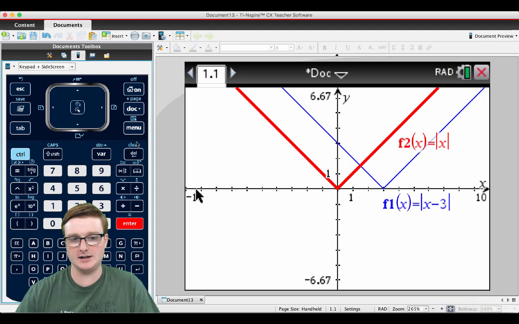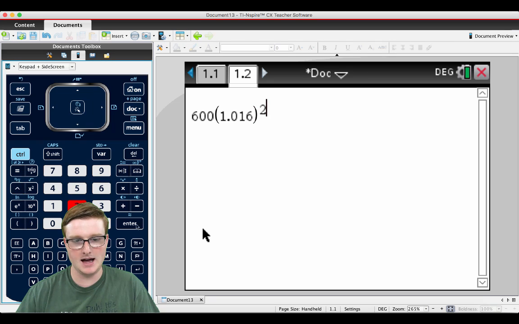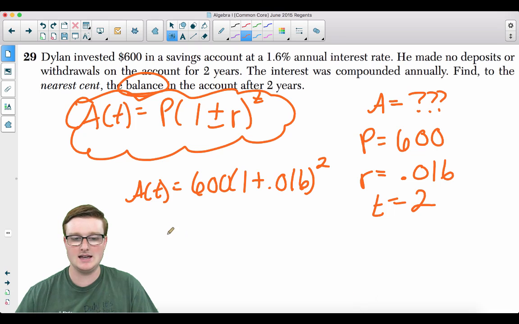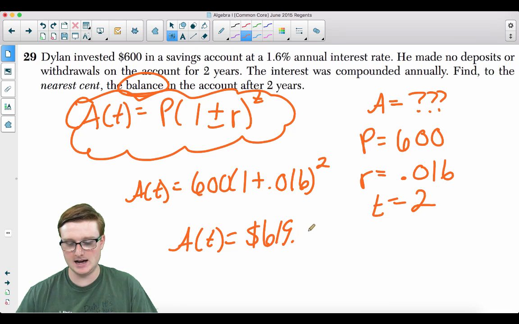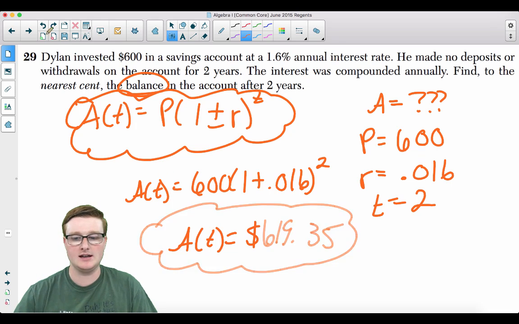So go to your calculator. Type in 600 times 1.016 raised to the second power. There is $619.35 in his account. So A of t is equal to $619.35, and that is your answer.